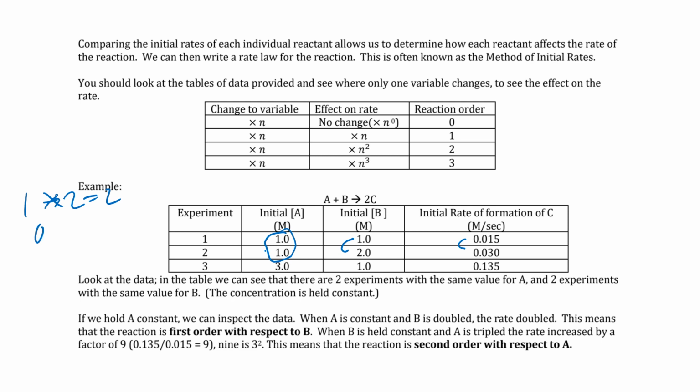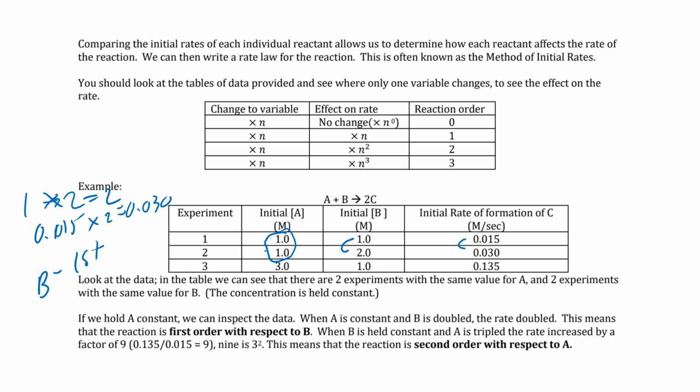And then 0.015 times 2 gives me 0.030. So the rate of change for both is the same. That means concentration B is a first order reaction.